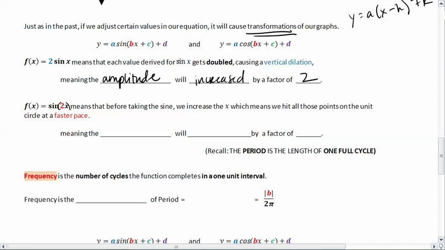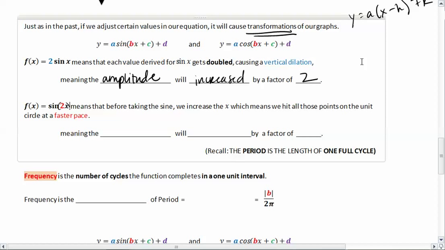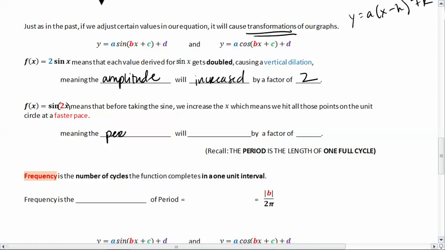So this means that our period, how long it takes to complete one full cycle, our period is going to decrease by a factor of 2. Or you might say that as increase. We're just going to get there faster. Maybe that is better to say increase. We're going to get there faster. Our period is going to be smaller. So instead of having a period of 2 pi, we are going to have a period of pi, whatever way is easiest for you to think about that.